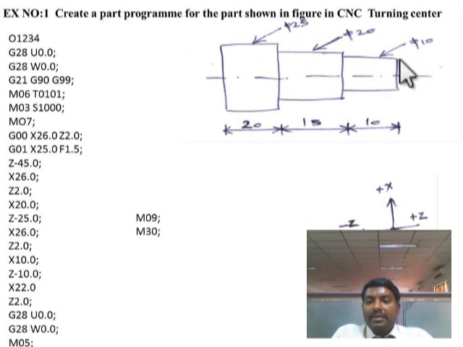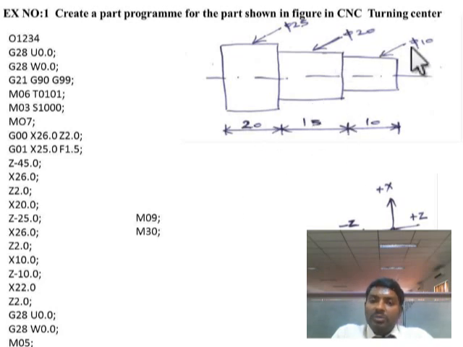And next, the tool is moved to the X10 portion. After that, it is moved in Z minus direction up to a length of 10 mm. After that it is moved in this direction and brought back to the initial point. So this way we have to create a CNC program, a CNC turning program.